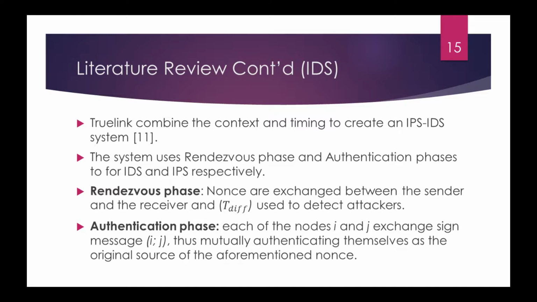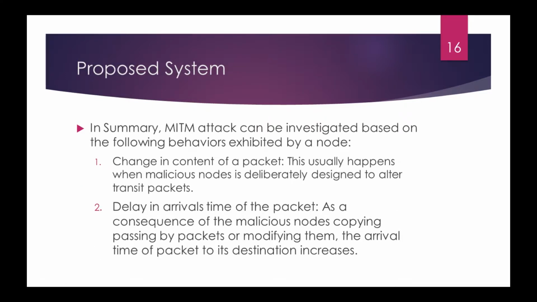In the authentication phase, which is used for the IPS, the sender and the receiver exchange signed messages, thus mutually authenticating themselves as the original source of the nonces sent during the roundabout phase. So a node that has no signature can easily be fished out.